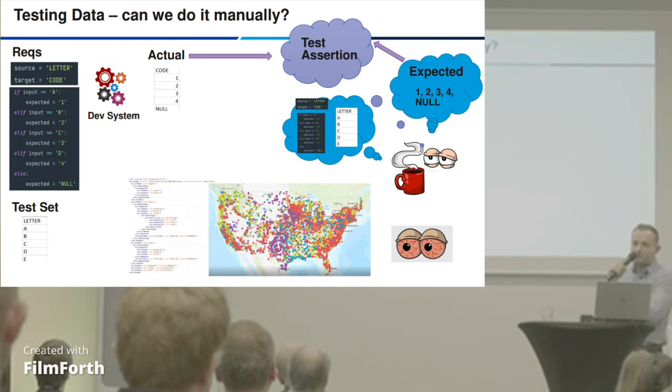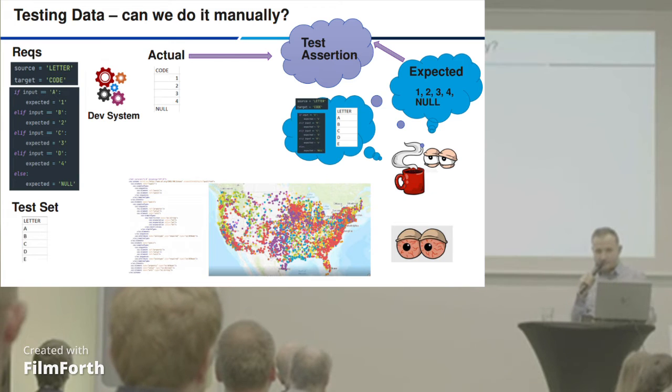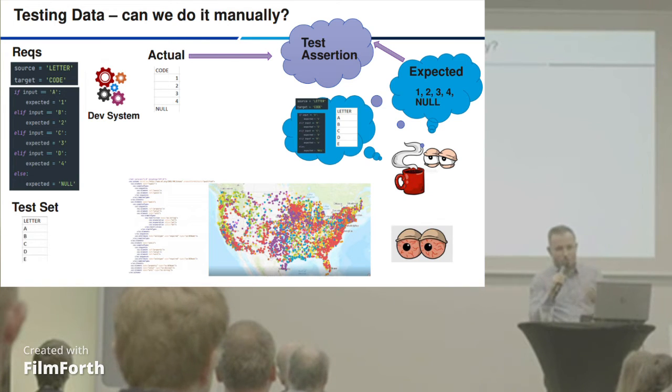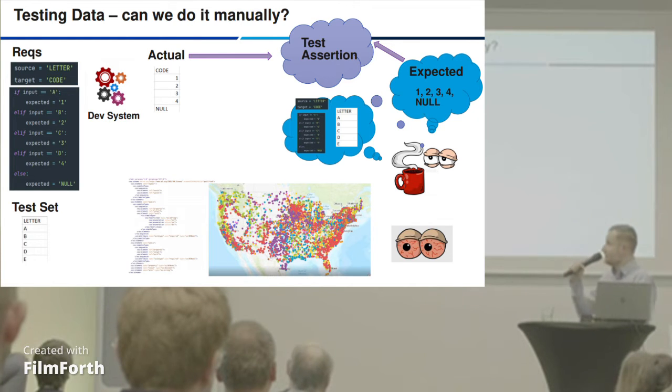And what we are doing is we run the developer system and convert the data from the letter column to the code column, and the result is the actual. So this is the result from the system: 1, 2, 3, 4, now. Perfect. I believe it's okay.